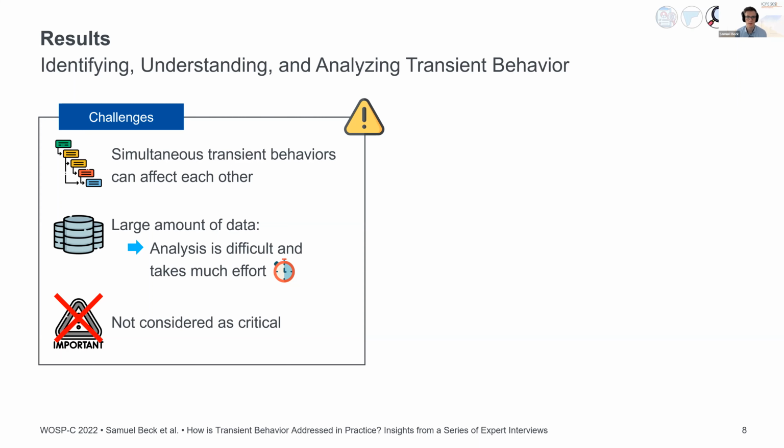Another is that all 5 of them claimed that they already collect a large amount of APM data. However, that amount is so large that the analysis of it is quite difficult and very time consuming. And because they consider transient behavior as not very critical in their domain of enterprise applications, they often don't conduct this analysis.